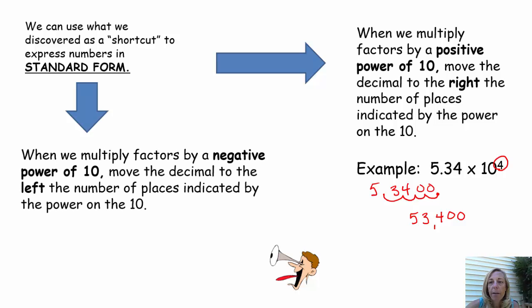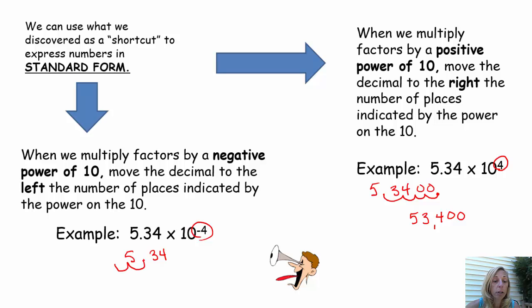I know that when we multiply factors by a negative power of 10, we move the decimal to the left, the number of places indicated by the power on the 10. Now let's take a look at our 5.34 times 10 to the -4. Once again, I start writing with my decimal, my normal number, my factor. The -4 tells me to move my decimal point 4 places to the left. So 1, 2, 3, 4. There it is. Fill in my decimals, rewrite my number, and bam, there's my number in standard form.